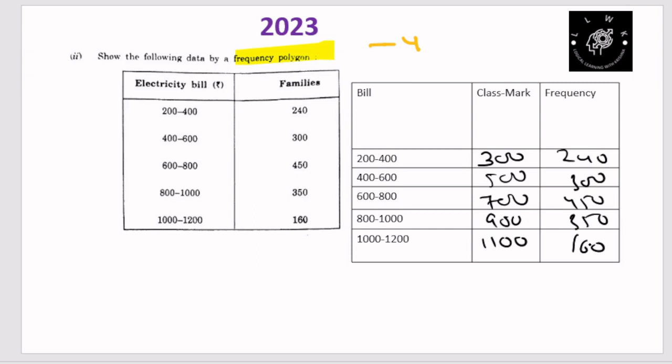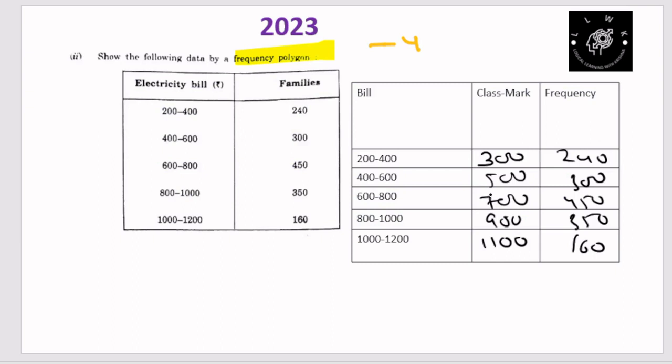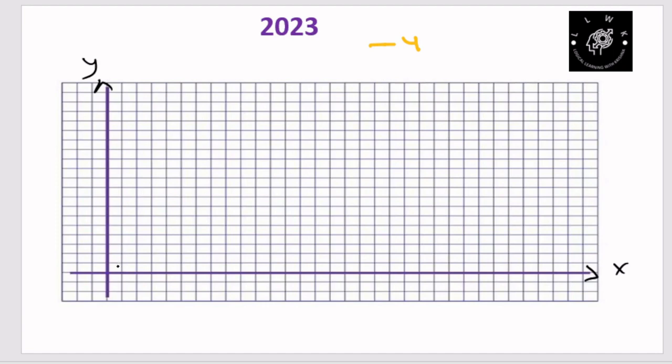Now we have the data. You have to draw the polygon. How to draw the polygons? That is also video created, but let's do that. Here the graph, this is x-axis and this will be your y-axis. On the x-axis you have to plot the classes, right? Since class starting from 300, so it's not starting from 0, so that one sign is compulsory, this sign is compulsory.